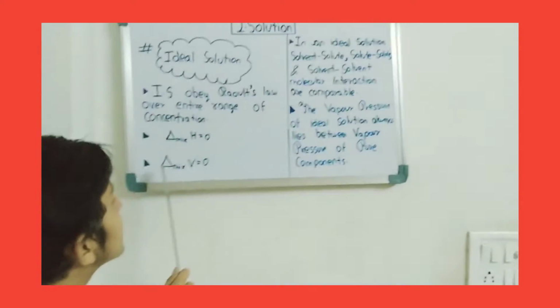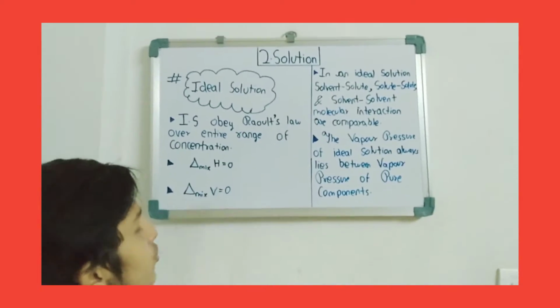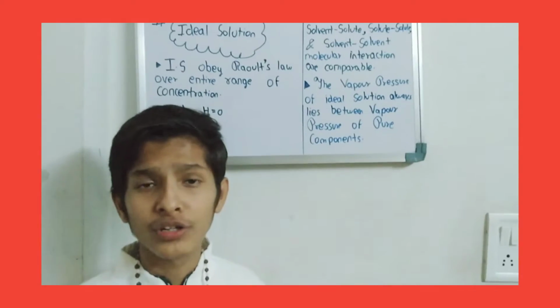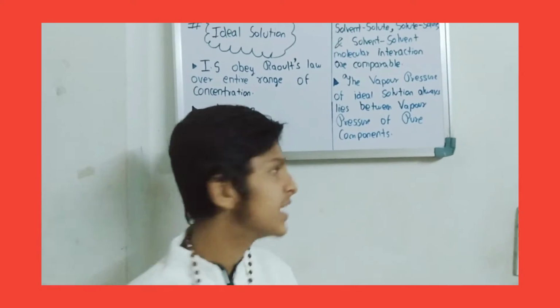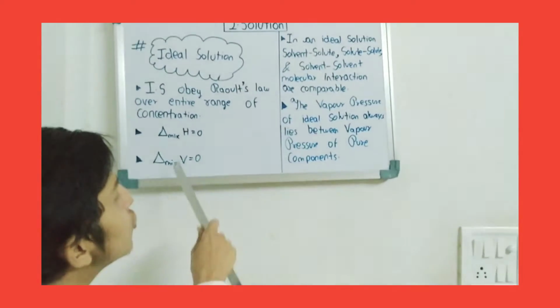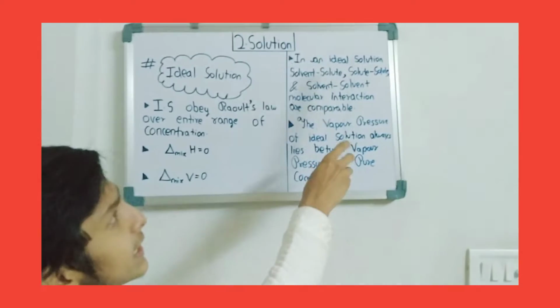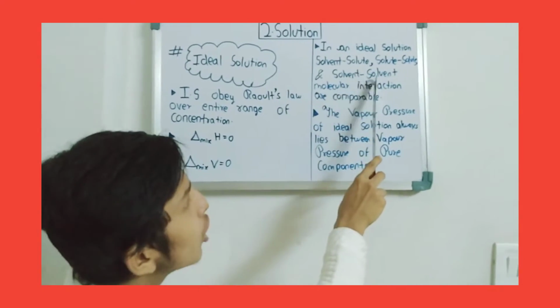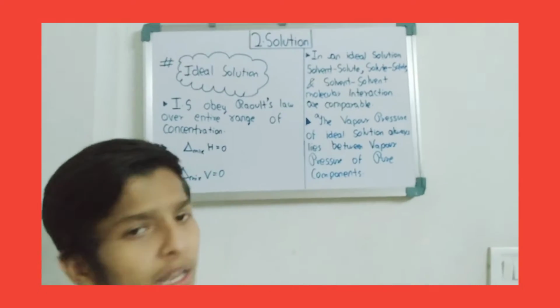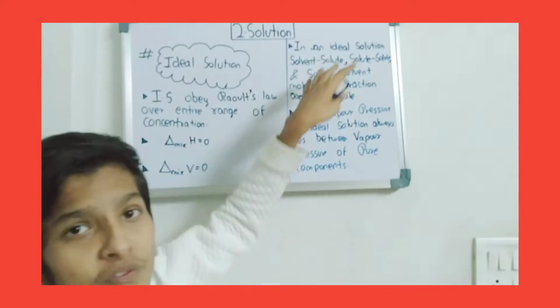Now the third point is delta V mix is also equal to 0. It means there is no change in volume when two solutions forming an ideal solution are mixed. So the change in volume is also 0. Now the fourth point: in an ideal solution, solvent-solute, solute-solute, and solvent-solvent molecular interactions are comparable. It means all these interactions are of similar type.